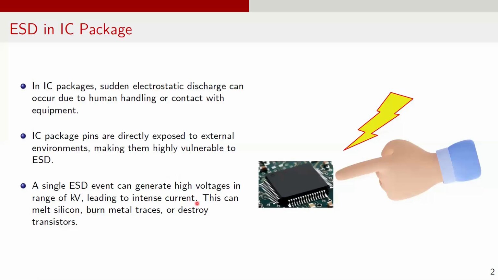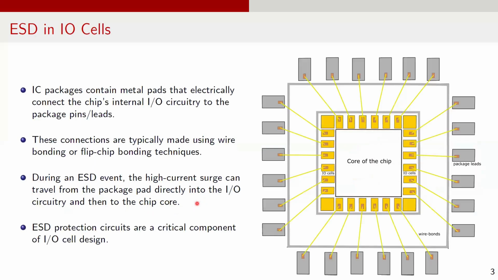To give an idea how severe ESD can be in ICs, when a user touches a package pin after walking on a carpet, the resulting charge transfer can generate a voltage exceeding 10,000 volts. This can lead to a peak current of 1 to 2 amperes lasting around 100 nanoseconds, enough to melt or burn out silicon structures within the chip. Now we know how ESD can occur in IC packages while handling. Let's understand how it propagates to the chip.